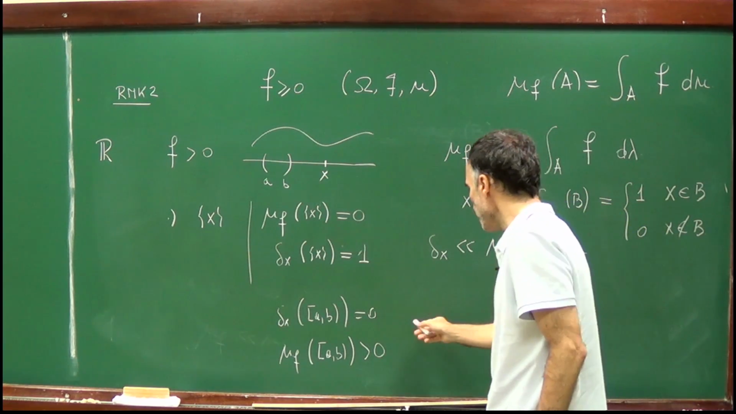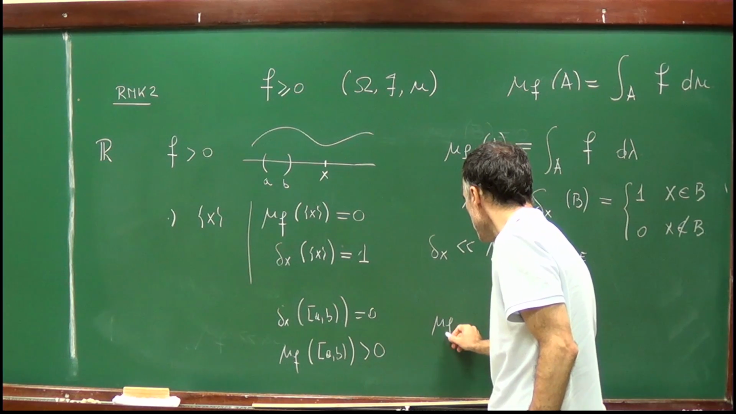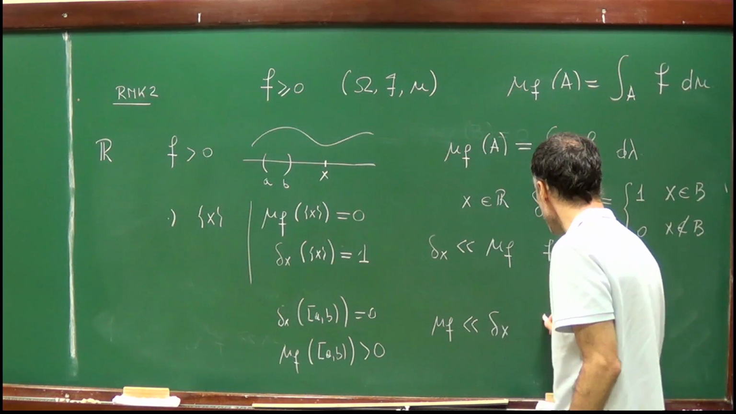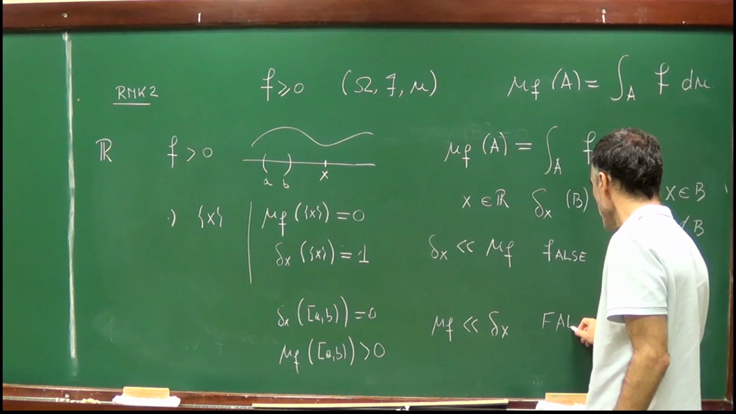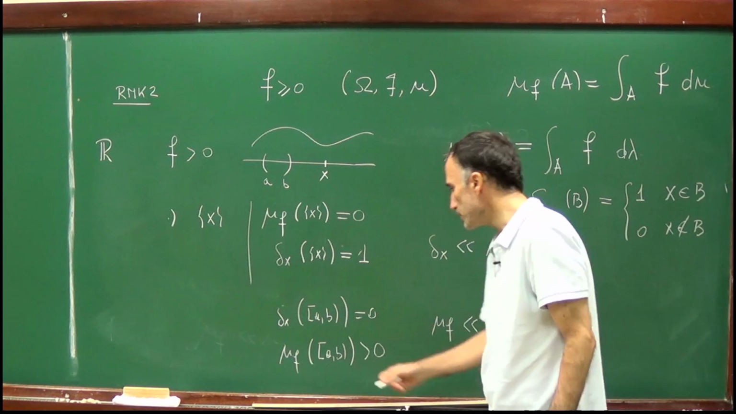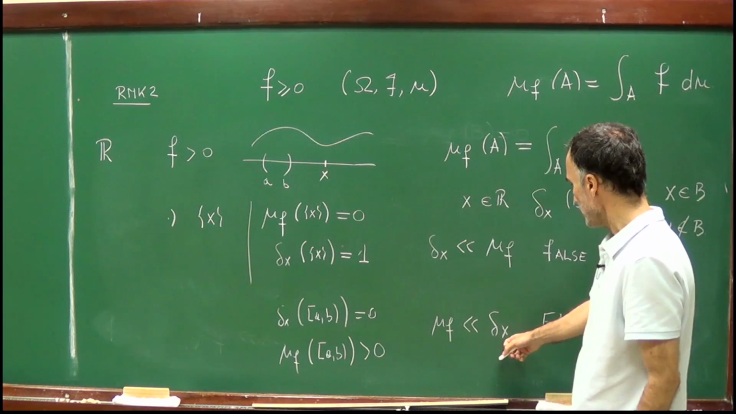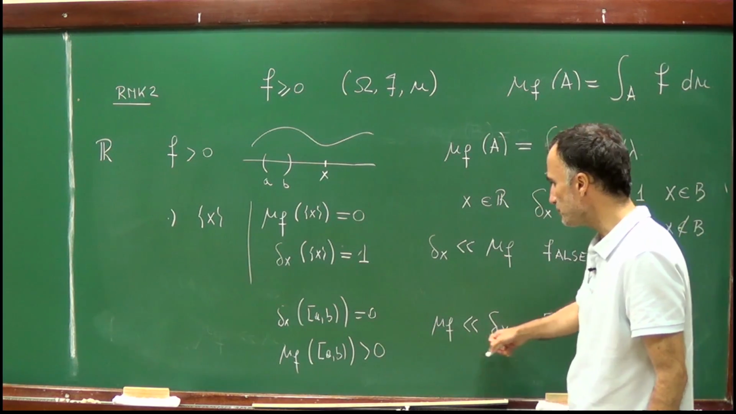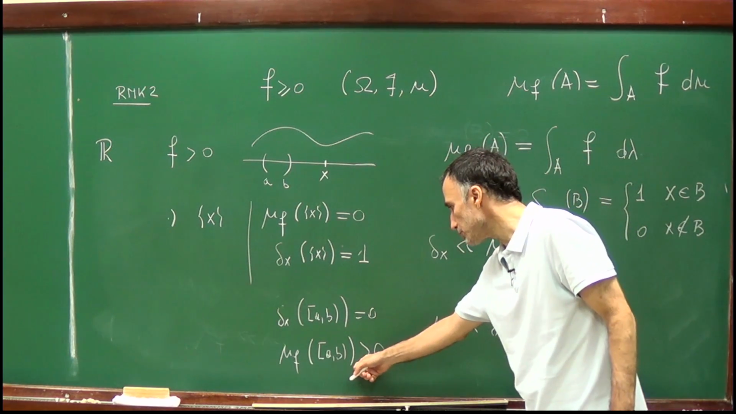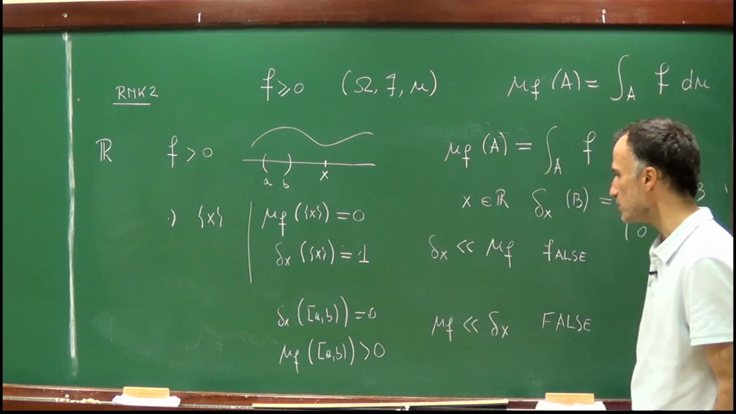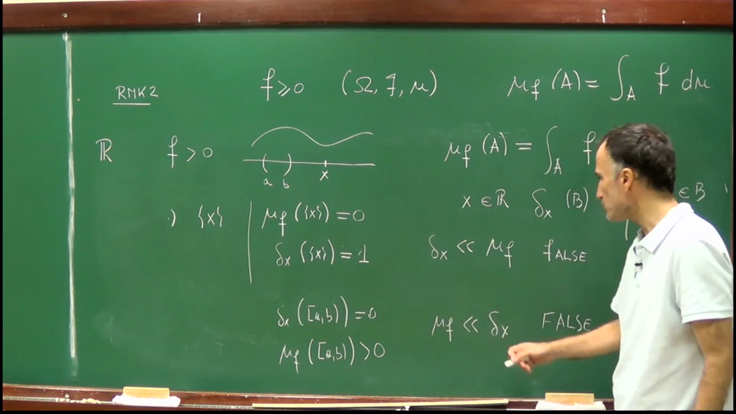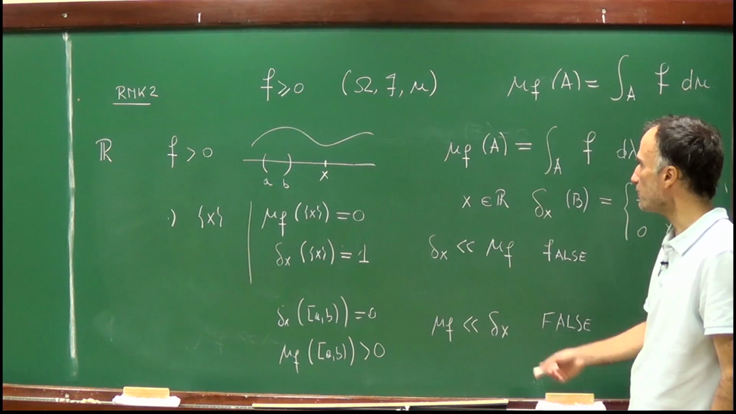And therefore, it's not true that mu_f is absolutely continuous with respect to dx, so this is false. Because here again, we obtained a set, the interval [a,b], such that delta_x of this set is equal to 0, but it does not imply that mu_f of this set is equal to 0. In fact, it's really positive. Therefore, it's not true that mu_f is absolutely continuous with respect to delta_x.